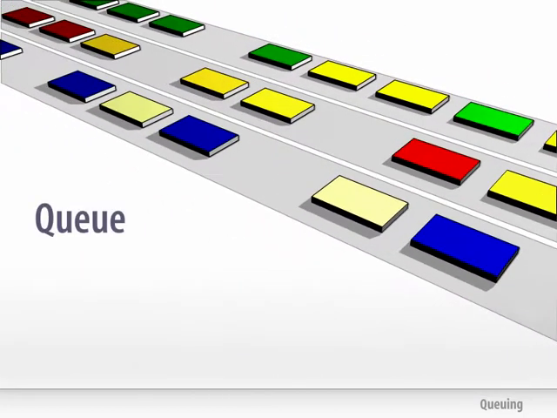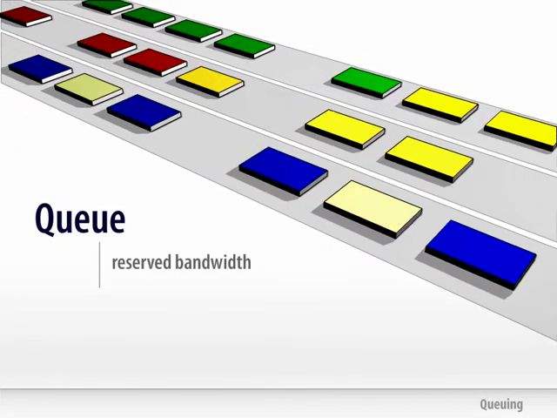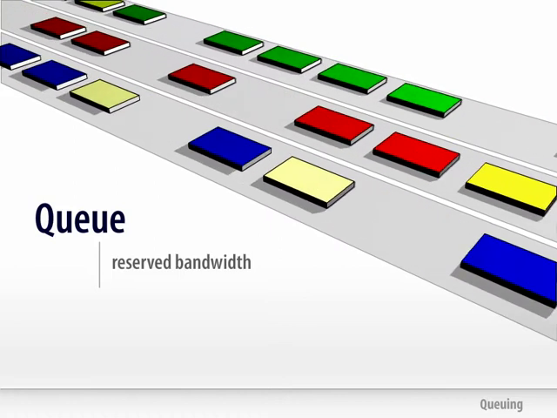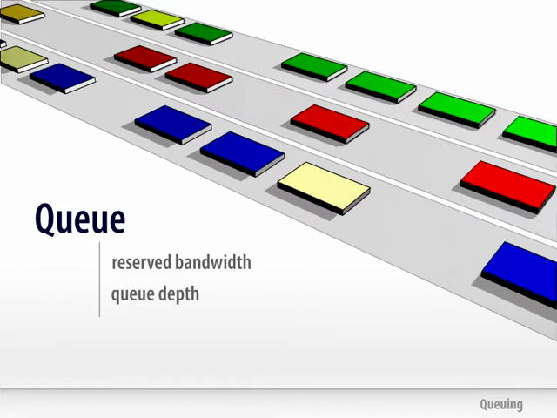Each queue can specify a reserved bandwidth that is guaranteed to be available for use by that class. Other settings, such as queue depth, can also be set.